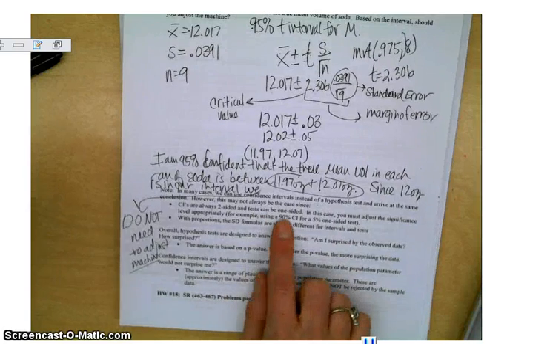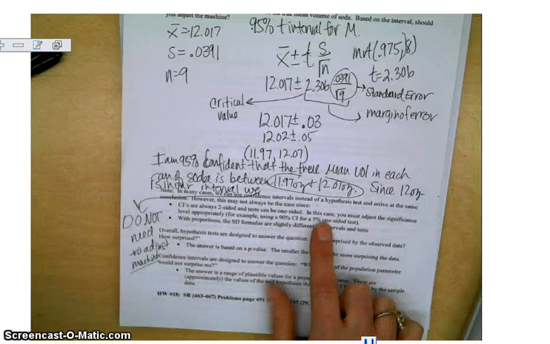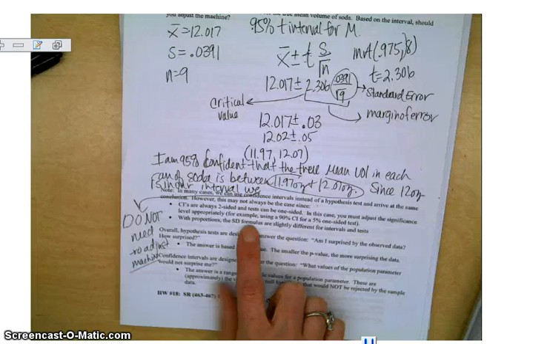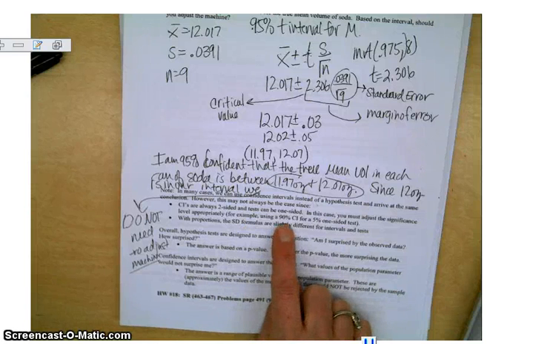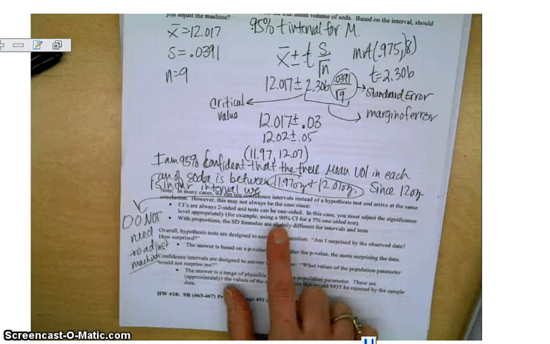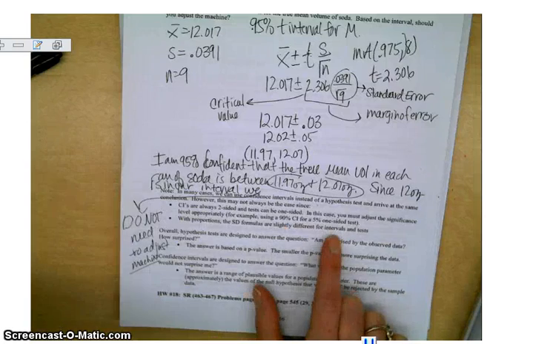So tests can be one-sided, less than tests, greater than tests, or just one-sided. In this case, you have to adjust the significance level appropriately. So for example, using a 90% confidence interval for a 5% one-sided test. Okay, you have to increase or decrease the confidence level if it's a one-sided test.